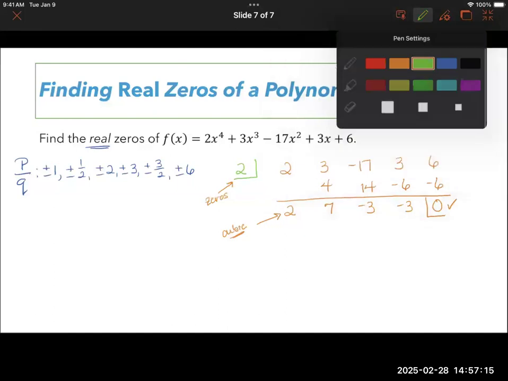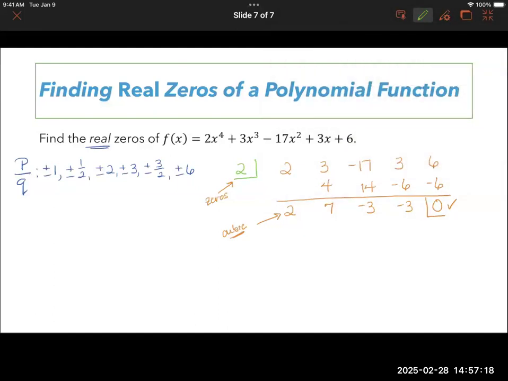I need to choose another value to see if it's going to work or not. And I'm going to use my synthetic division with my resulting quotient. Okay, I'm not going back to the original. I'm going to use the 2, 7, negative 3, negative 3. And so again, having looked at the graph, it looks like I might have a 0 at negative 1/2. So I'm going to test that as my next number using that result.